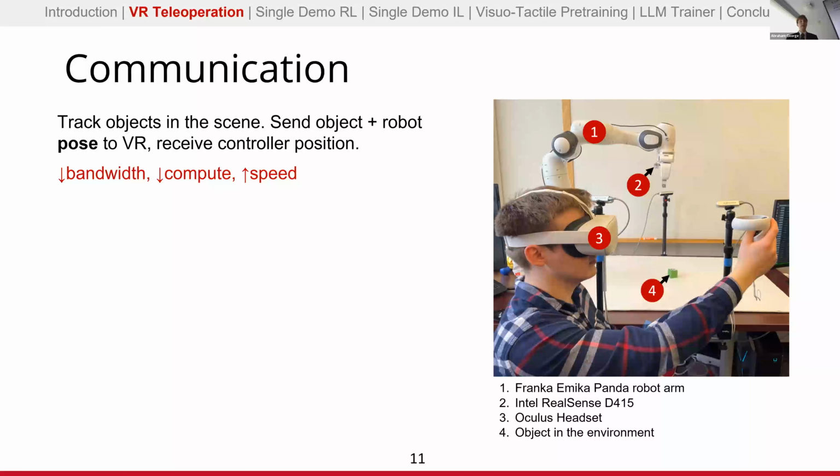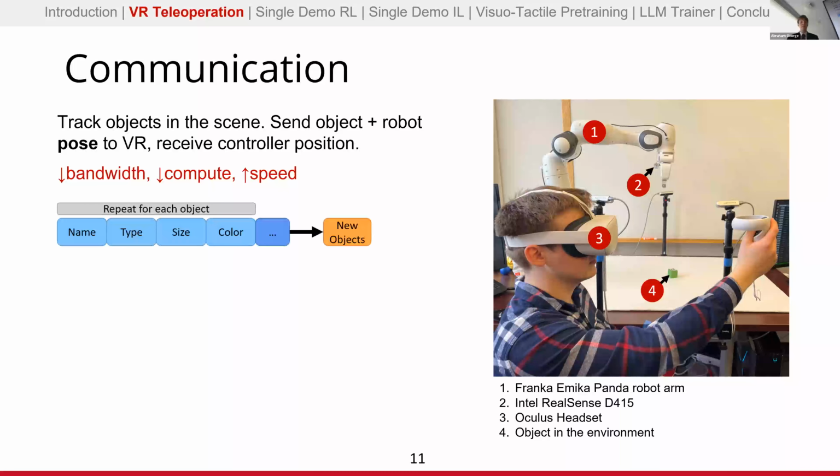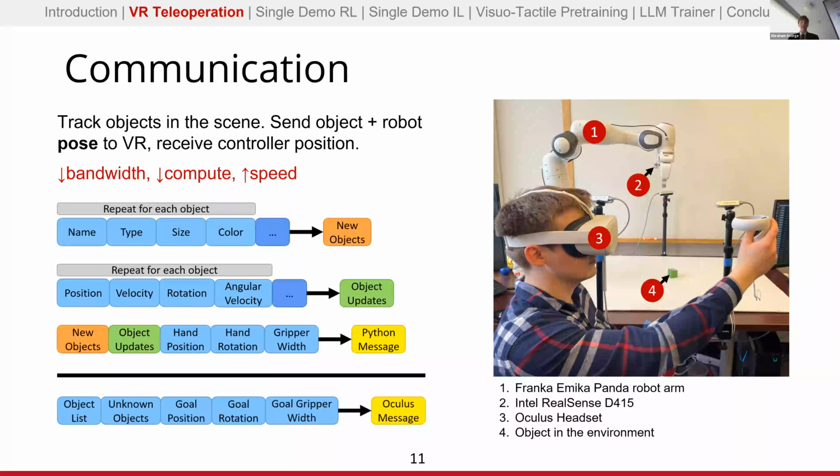In terms of communication, this is done by tracking specific objects in the scene. So rather than trying to recreate, say, a full point cloud of the scene or send across full images, we just divide the scene into primitives. So these are Unity primitives that we can then send across information on. For example, we will send across for the object the name, the type, the color, the size. This is how we initialize the object.